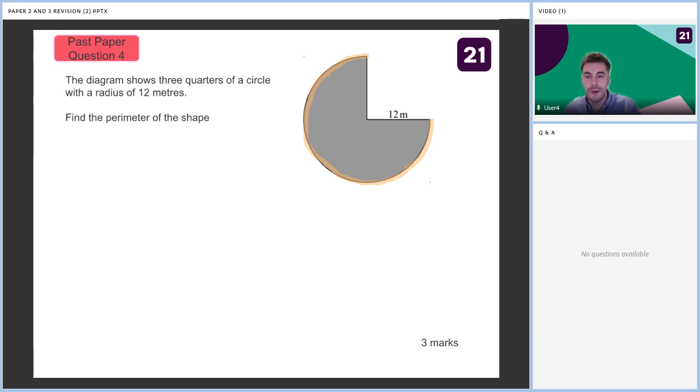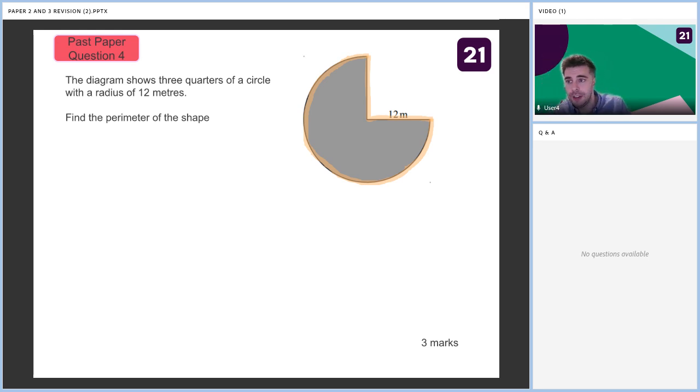So ultimately, we want to work out this big orange curved part. And then we also want to add on these 2 straight edges as well. Those 2 straight edges are going to be quite straightforward. We know that they're both 12 centimeters because they're both the radius of the circle. The tricky part for this question is going to be the outside of this shape.